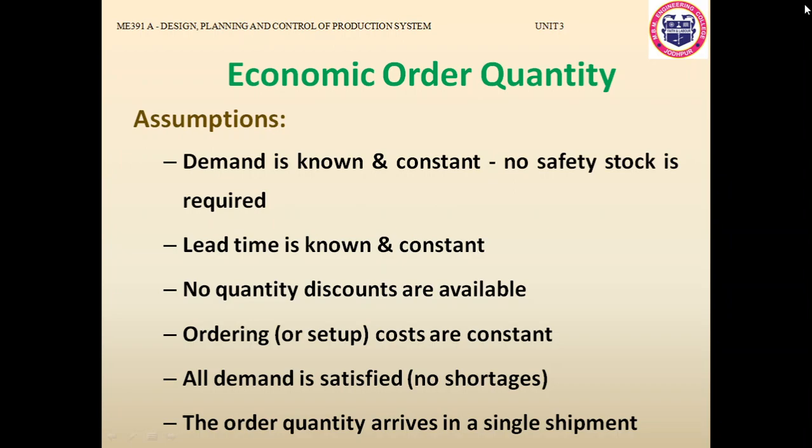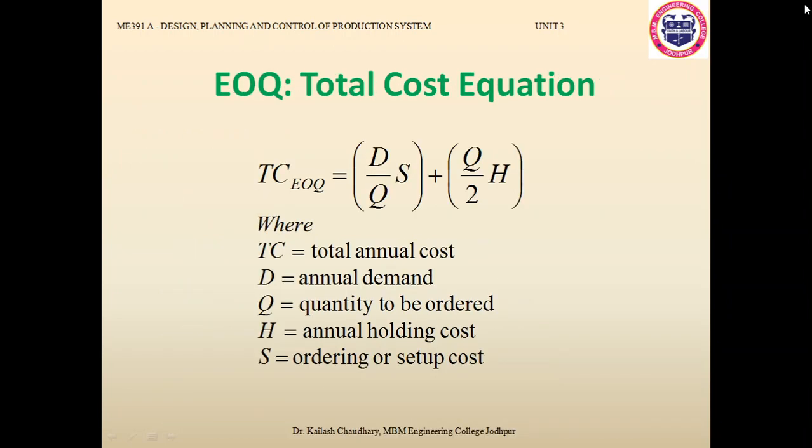The total cost equation for the EOQ model is shown on the screen. Total cost depends on annual demand, quantity to be ordered, holding cost, and ordering or setup cost. So it depends on several costs and annual demand also. By this equation we can get the total cost as per the economic order quantity we use to give the order.